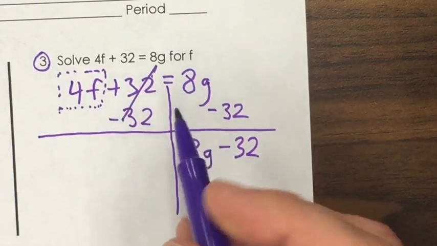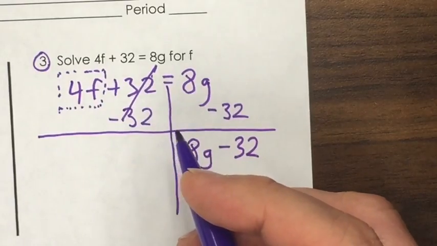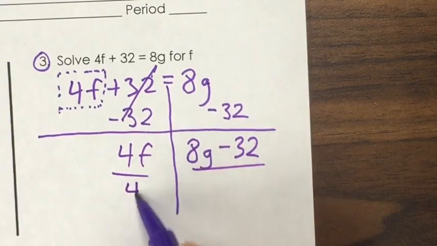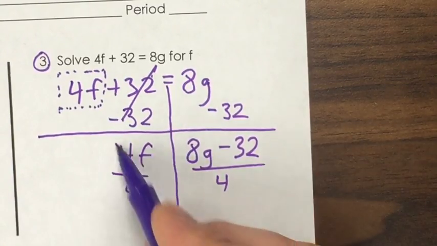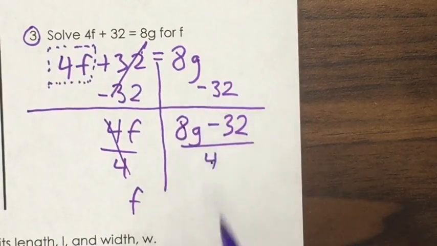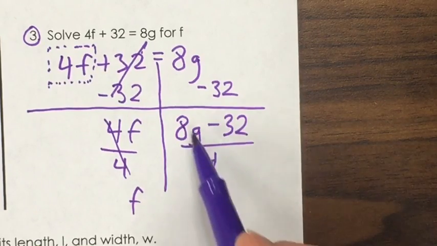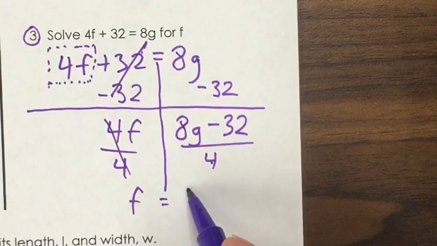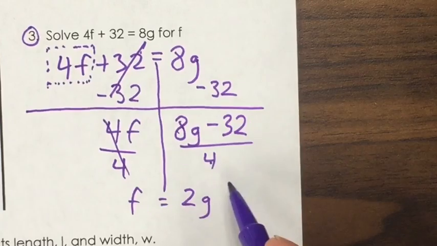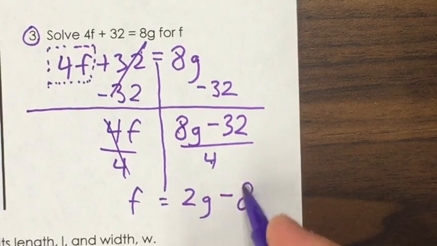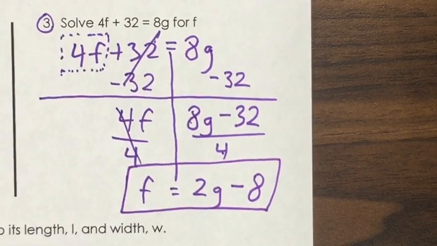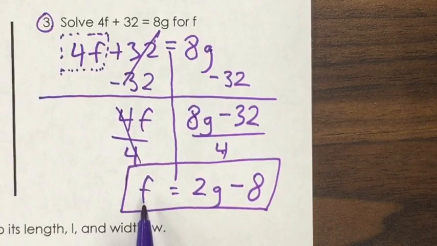Okay? Now what do I have left since I got rid of this? I have 4f. I need to divide both sides by the 4. That cancels out and f's by itself. Now over here it gets a little tricky, but just watch. I have 8 divided by 4, and I have negative 32 divided by 4. 8 divided by 4 is 2, so I have 2g right here. Negative 32 divided by 4 is 8, so it'd be negative 8. So I got f by itself. They're not asking for an answer, they're asking for an equation where f is by itself.